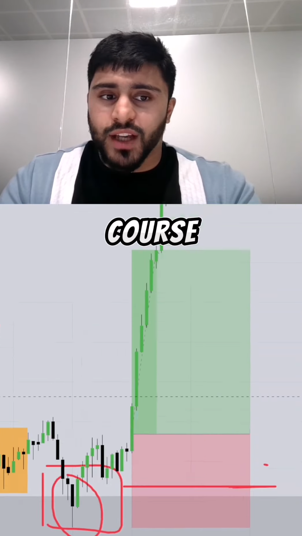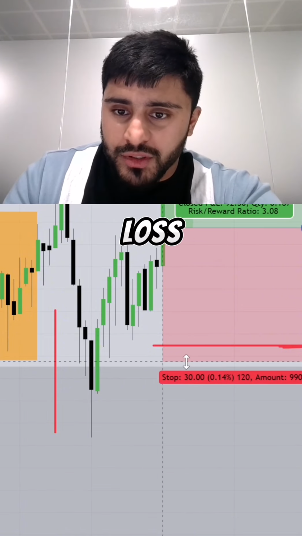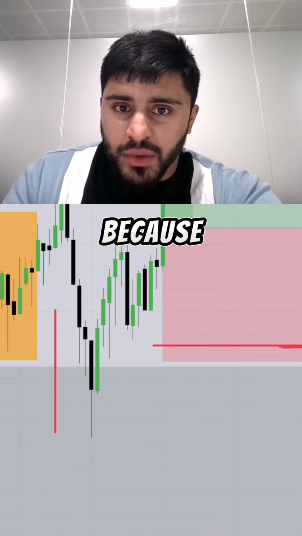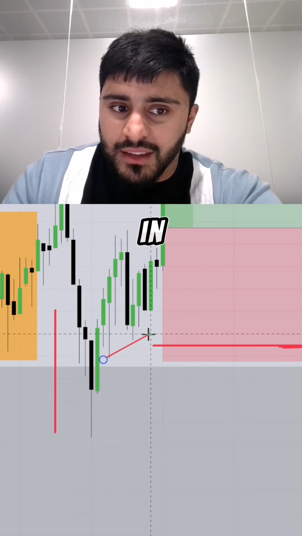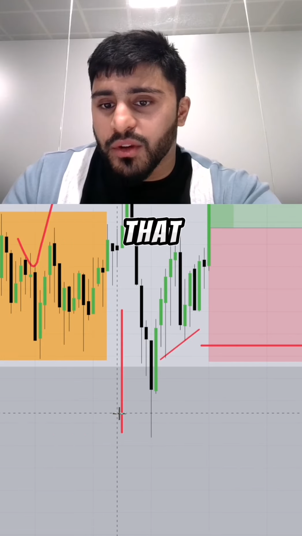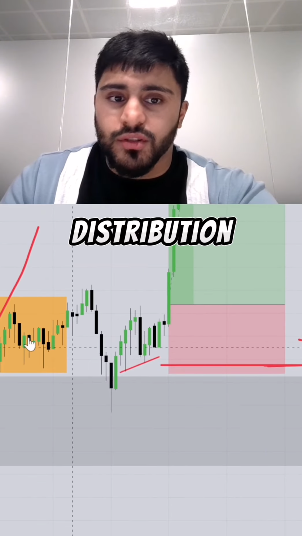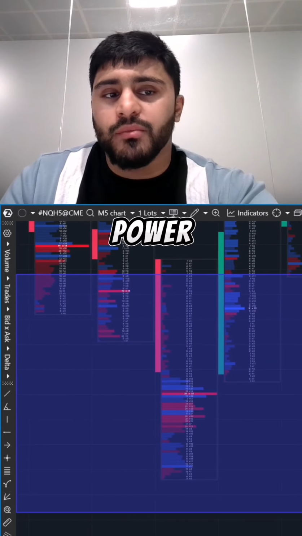But what if I told you there's an easier way to find stop losses, right? So if we get rid of this and we go through a simpler example, you can place your stop loss here. And the reason for that is because we don't see any inefficiencies in this region, right? So we can safely put our stop loss over here. And the reason for that is that we've had a very, very valid accumulation, manipulation, and then we've had a distribution. So don't ever forget the power of order flow.